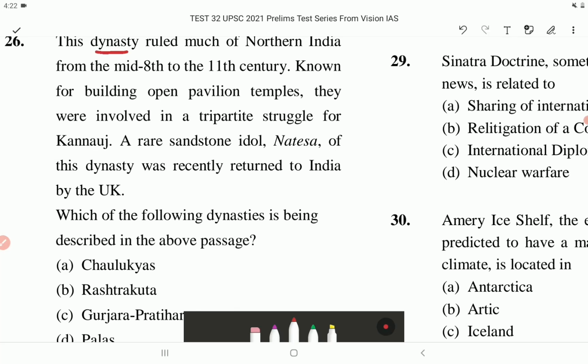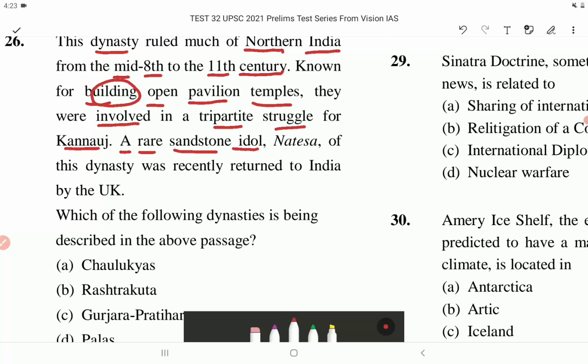This dynasty ruled much of northern India from the mid-8th to the 11th century, known for building open pavilion temples. They were involved in a tripartite struggle for Kannauj. A rare sandstone idol named Natesh of this dynasty was recently returned to India by the UK. Which of the following dynasties is being described in the above passage?